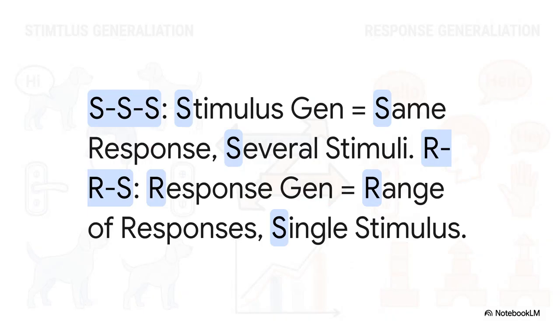And here you go. This is your secret weapon for exam day, your mnemonic. For stimulus gen, it's SSS. Same response across several stimuli. Got it? SSS. And for response gen, it's RRS, a range of responses to a single stimulus. RRS. Seriously, write this down, put it on a flashcard, commit it to memory. This little trick will save you so much time and nail you some crucial points on the exam.